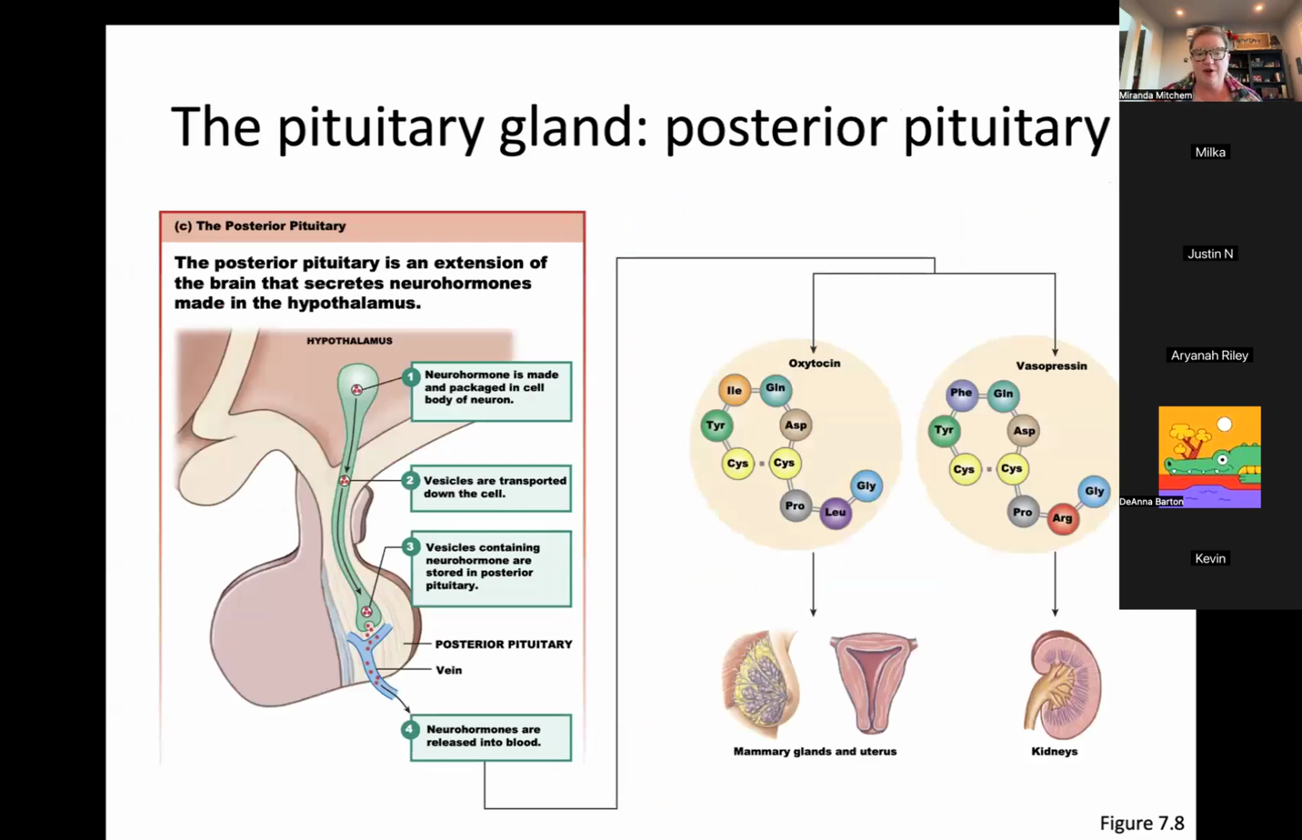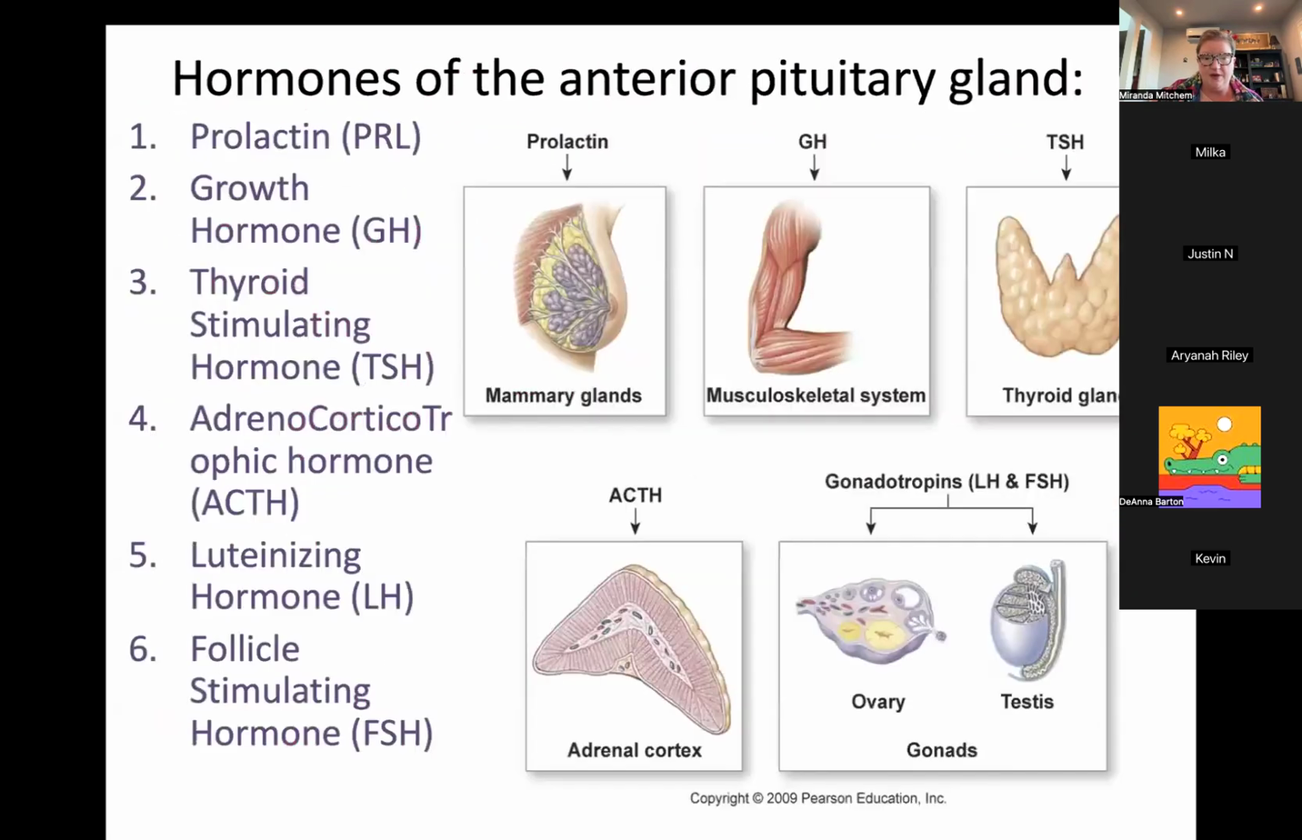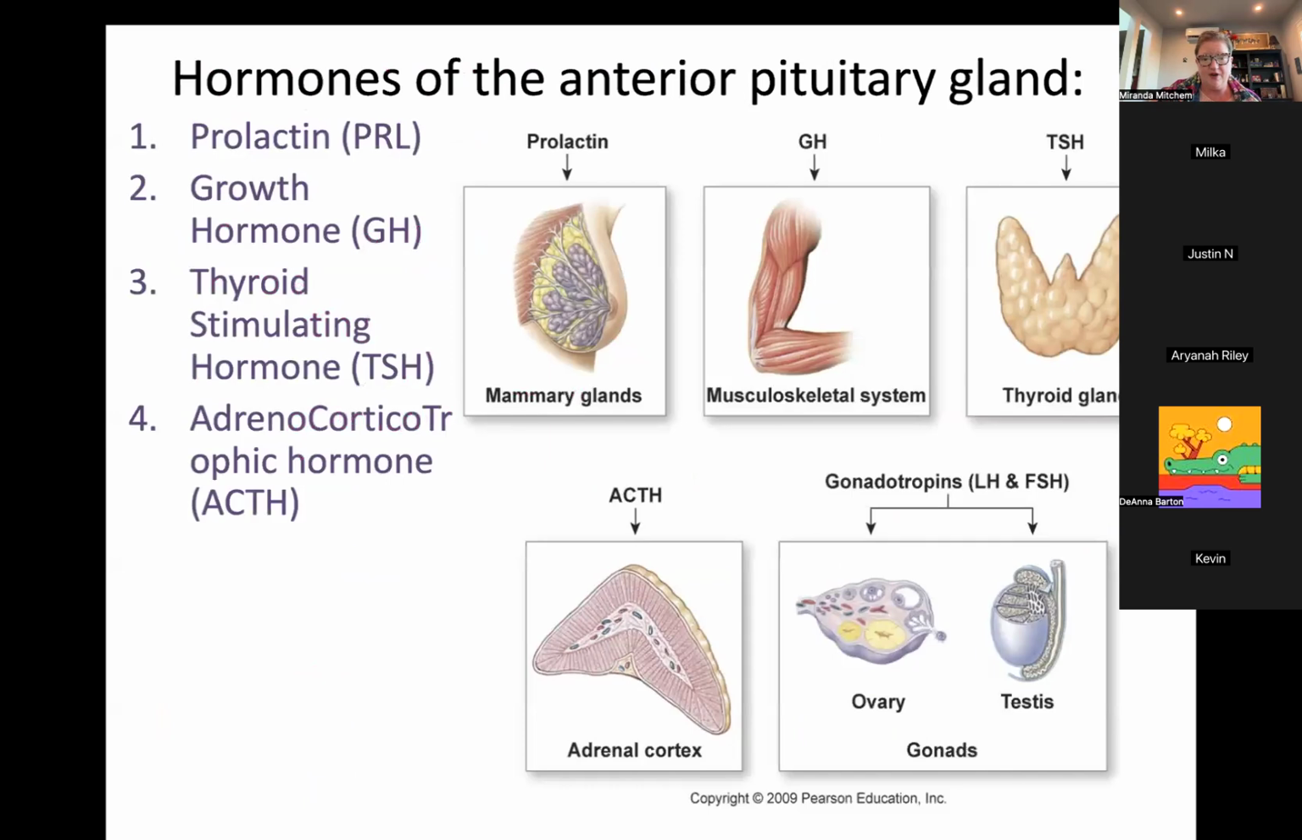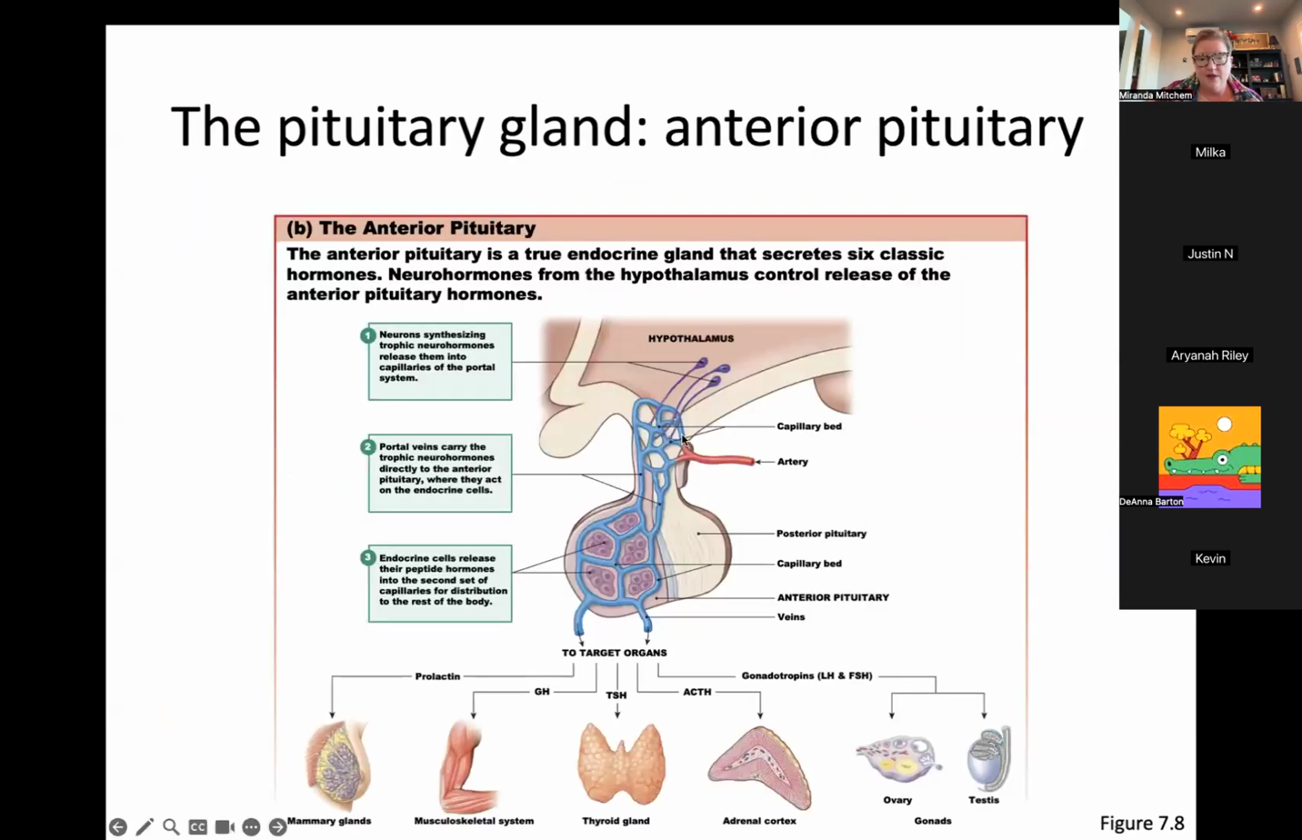And now let's look at the posterior. So this is neural tissue. The anterior is endocrine tissue. The posterior is actually, you can see it, an extension of the neural tissue. And so the portal system does have a connection here. I'm going to back up a moment, but it's not part of the posterior signaling pathway. See, there's an artery that's connecting, and there is overflow into the posterior, but the portal system does not connect to the posterior. It runs through it a little bit, but it connects with the anterior.